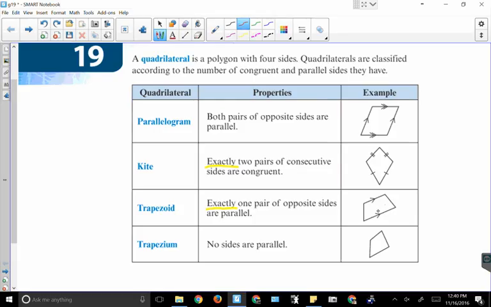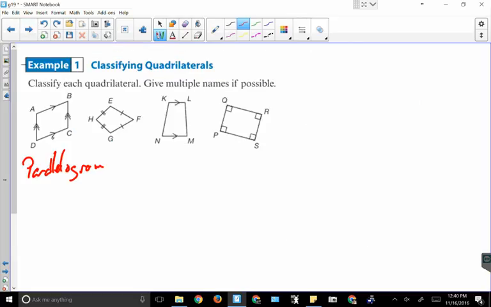Okay. This is where these "exactly"s come into play. Exactly one pair of opposite sides. So if I take a look at this, the opposite sides are parallel, but I've got two pairs of opposite sides, so it has to be just a parallelogram. So what about the next one there? What is that going to be? What do you got? Kite. So this one here is the kite.